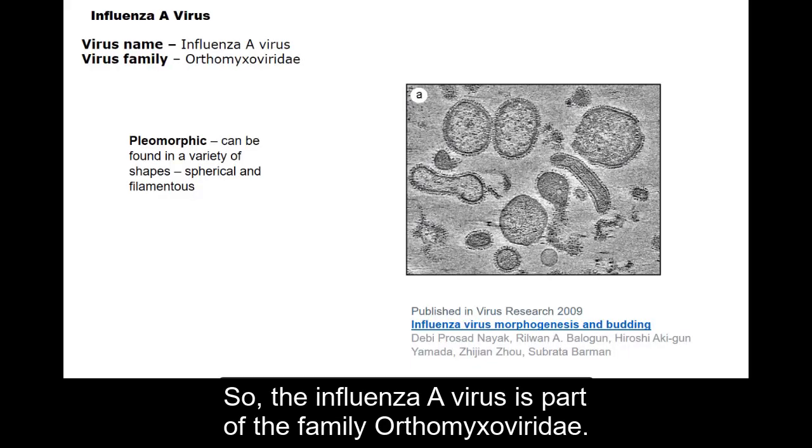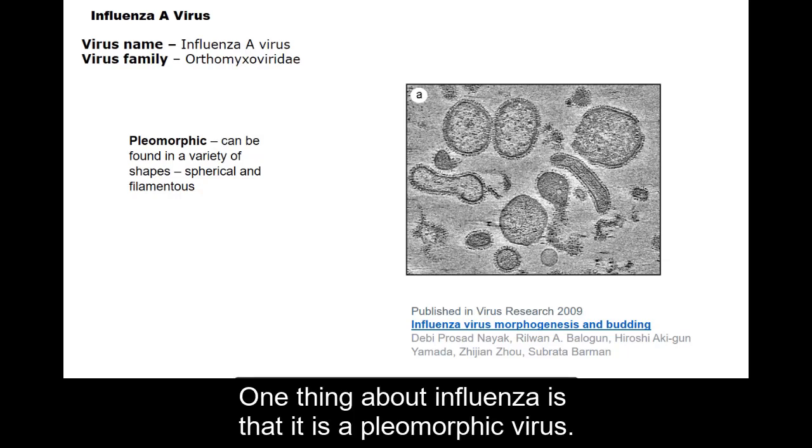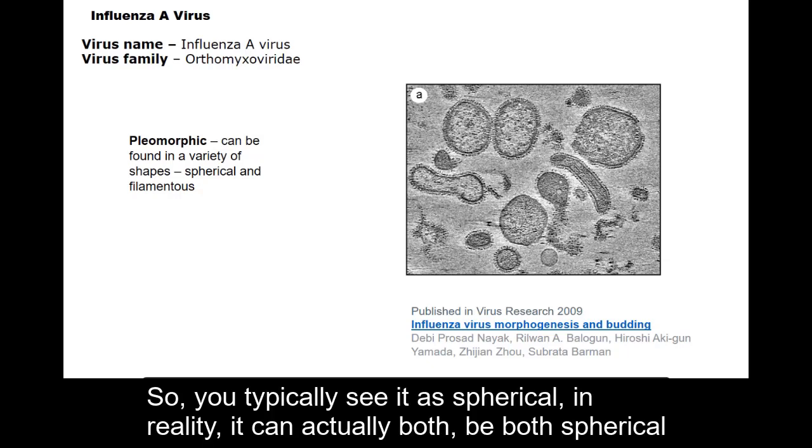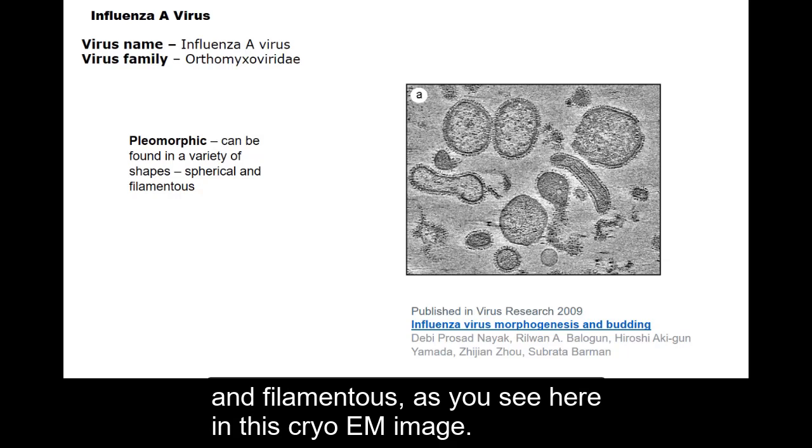So the influenza A virus is part of the family Orthomyxoviridae. One thing about influenza is that it is a pleomorphic virus. Although you typically see it as spherical, in reality it can be both spherical and filamentous, as you see here in this cryo-EM image.